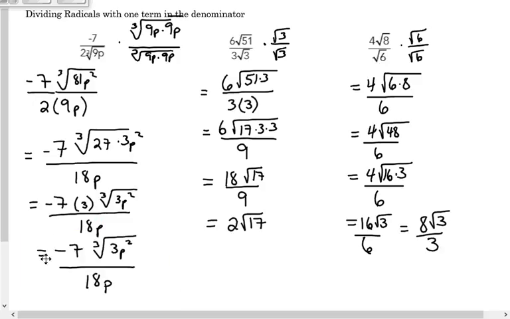And then simplifying that further, I've written this down wrong. Sorry, it should be negative 7 times the cubed root of 3p squared over 6p. This 3 and the 18 can reduce. We divide this by 3, we divide this by 3, so we're simplifying it. So this here should actually be 6p.